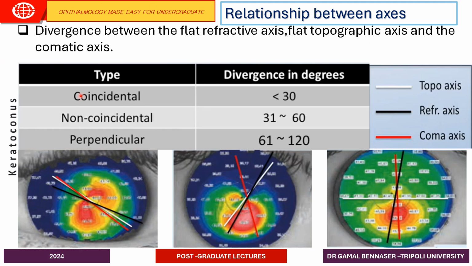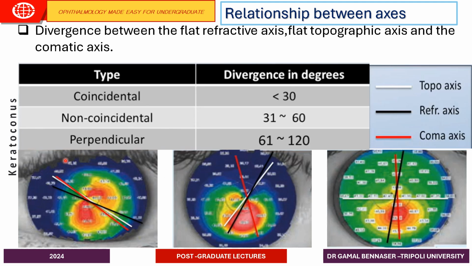Now, if they are coincidental, it means they are close to each other and falling within 30 degrees from each other, like in this case, or non-coincidental if they are falling within 30 to 60 degrees. For example, here the coma axis is non-coincidental with the other axes, or it is perpendicular if it is far away from them. So this is said to be perpendicular.